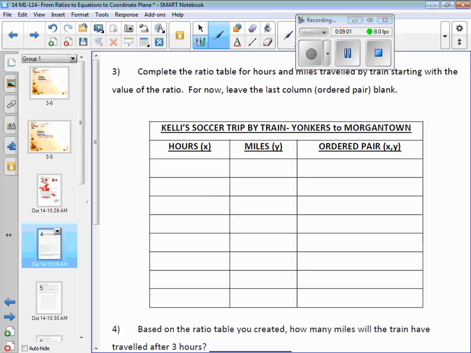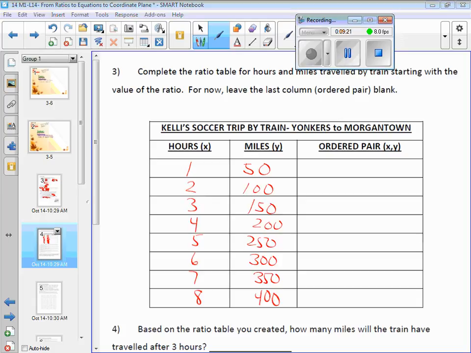All right, so now what I want you to do is from the value, which is 1 to 50, I want you to build every equivalent ratio, but leave ordered pair blank for right now because that's going to be the new part. Okay, I'm going to hit pause and then we'll come back to this.